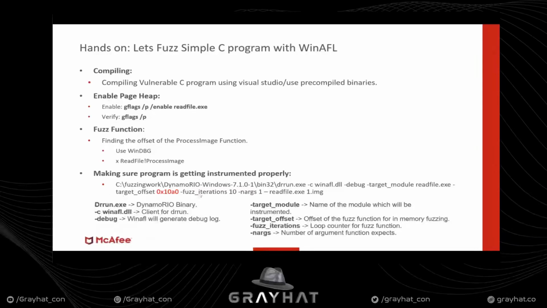And as you can see, you need to give the full path to your drrun.exe file, and then it expects one command line argument, that is -c, which says winafl.dll. So it means that drrun.exe is expecting the client as winafl.dll. And as we have discussed in the past few slides, WinAFL will actually take care of all the instrumentation and coverage related work from drrun.exe.